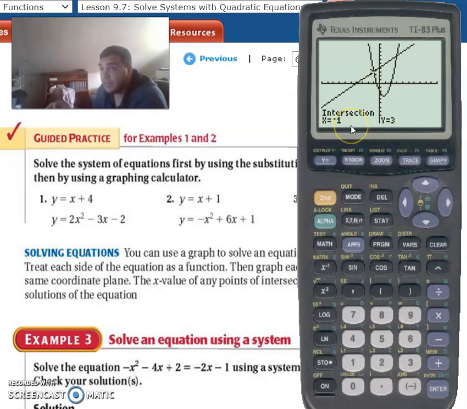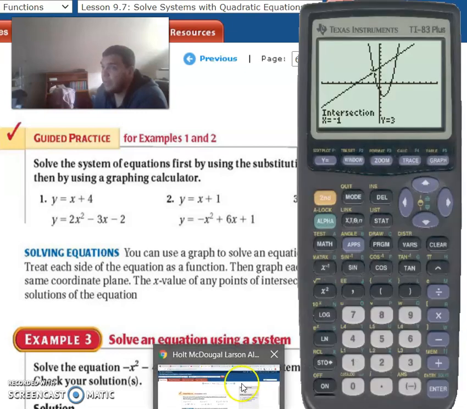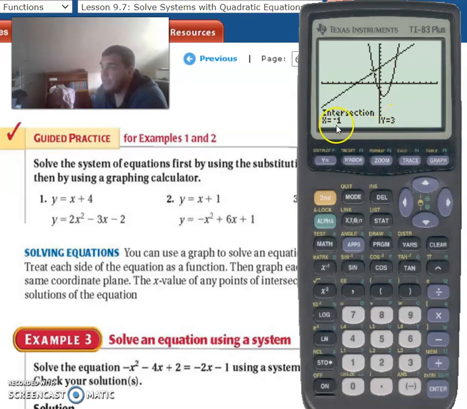So it just gave me one of my answers. And this should feel familiar, because it is one of the problems we did yesterday: negative 1 comma 3. I can't draw right now, so you're just going to have to trust me. So one of my answers is negative 1 comma 3.